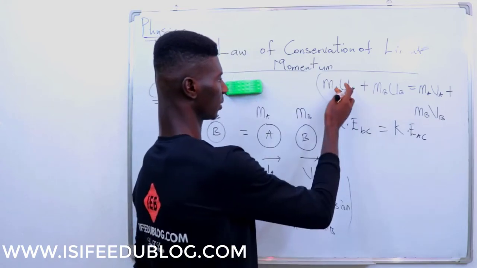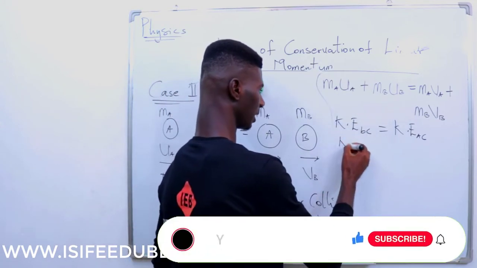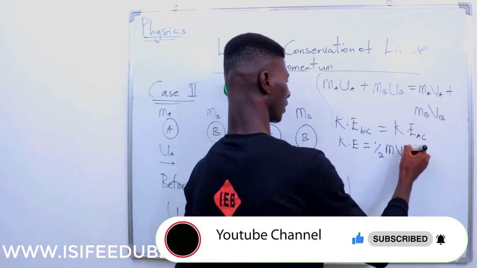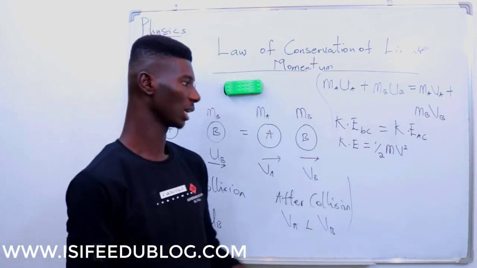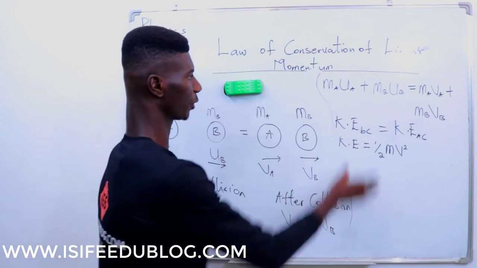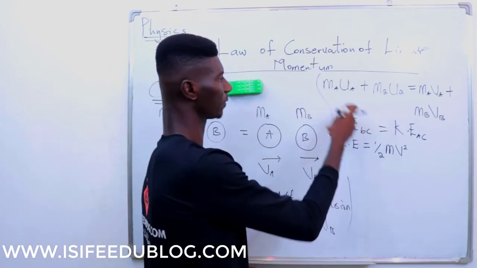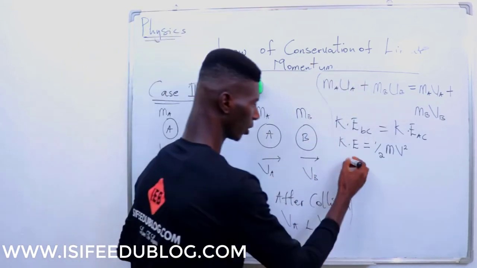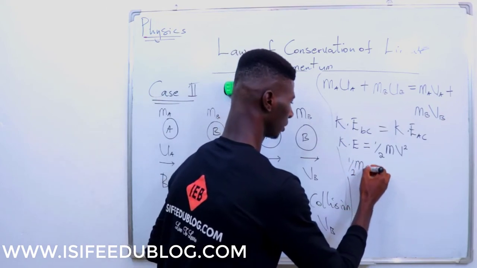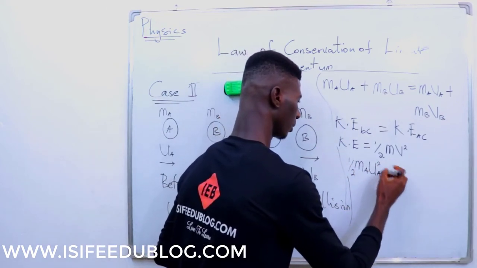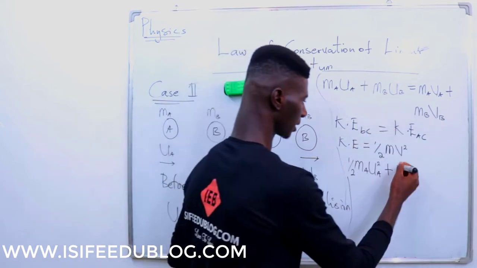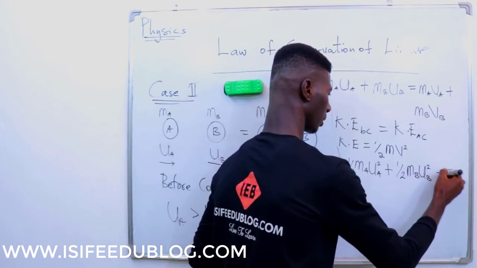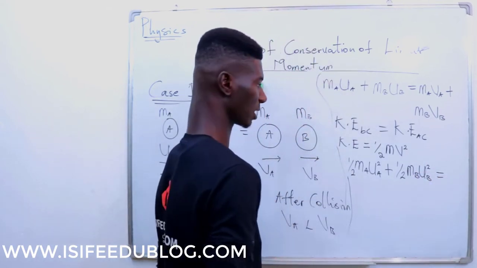So in that case now, what is kinetic energy? Remember, kinetic energy is equal to half mass times what? Velocity squared. That is your kinetic energy. Half mass times this. So if we bring it here, the kinetic energy before collision, for this body, becomes half mA uA squared plus half mB uB squared. And that will give us, because energy is also conserved there, so both of them are equal.